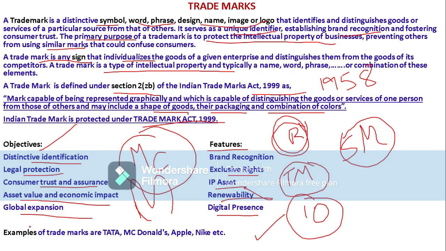So, examples of trademarks are Tata, McDonald's, Apple, Nike. As I said before, for Nike the swoosh symbol will be there. For Apple, the bitten apple. For McDonald's, the curved M, like Tata. So they have different symbols which can be easily recognized by the consumers.